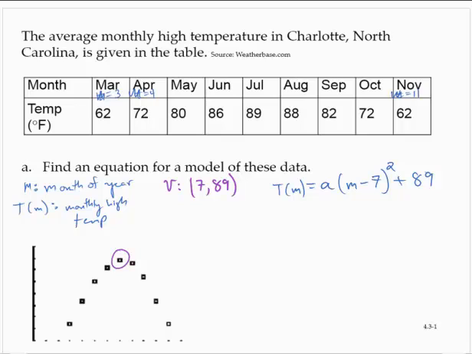Now I've got to figure out the A value. So what I do is I pick another point on the curve that I think represents the model well. Again, it's sort of like an eyeball best fit. So I'm going to pick this point. I think a curve that would go through that point would go pretty well with the rest of the data. So I'm going to use (4, 72), I will solve for A.